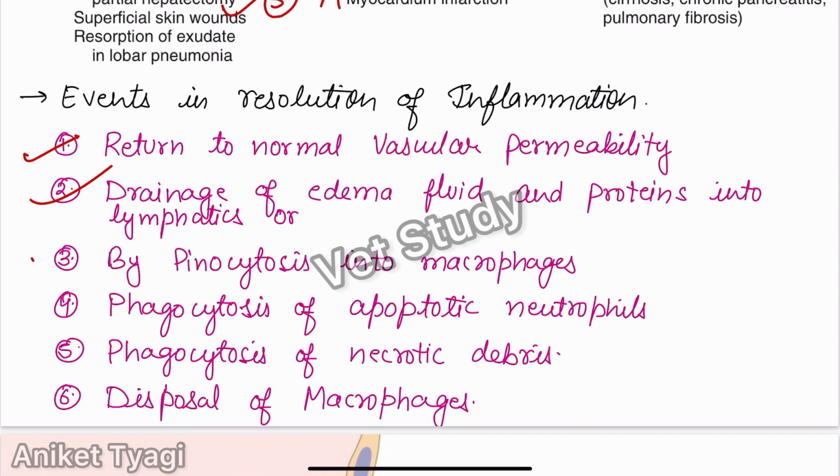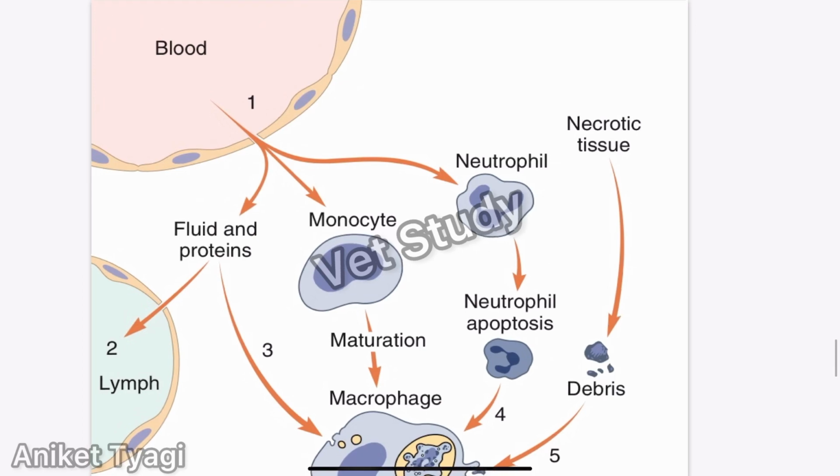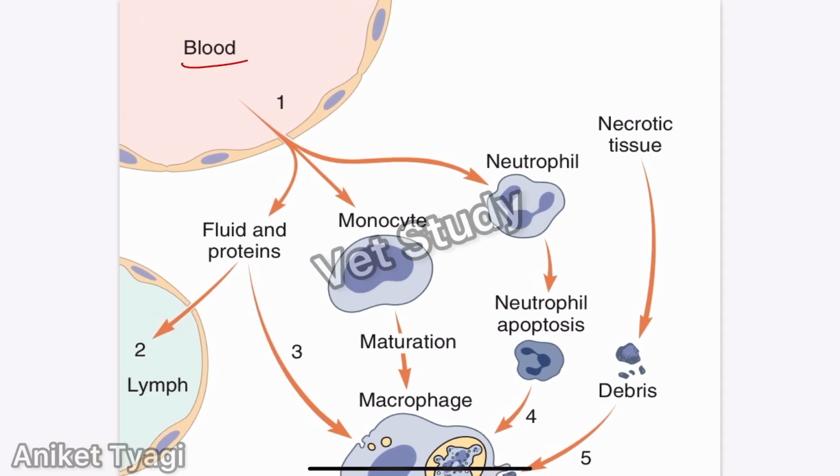This extra protein will go inside the macrophages by the process of pinocytosis. Phagocytosis of apoptotic neutrophils, phagocytosis of necrotic debris, and disposal of macrophages. We'll discuss this portion via diagram, very good diagram. So this is blood.